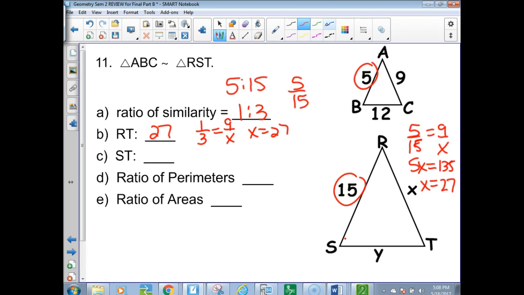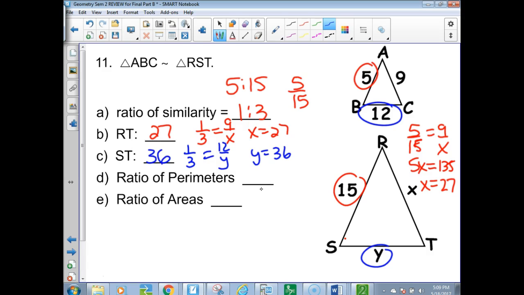So that's what I'm going to do on the next part. I'm going to find y. 5 is to 15, or 1 is to 3. I'm going to try to find ST. 1 is to 3 as, see how 12 corresponds with the y, 12 over y. First figure to second, first figure to second. Y would then be 36. We get those nice and clean when we use the reduced ratio.